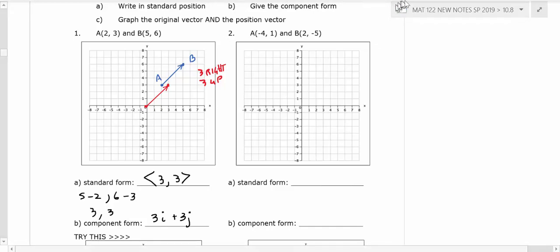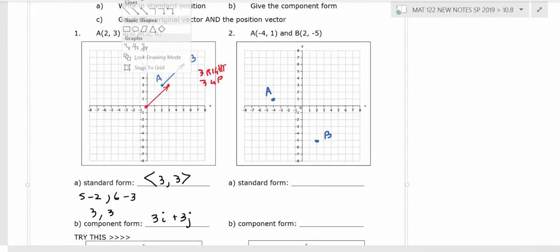All right, the next one, let's go ahead and do this one. Okay, so let's start by plotting these 2 points. So we have the point negative 4, 1 is your point A. Your point B is over 2 down 5. That'll be the terminating point of that vector. And then we'll go ahead and connect this from A to B like that. Okay, or like I tried to do.